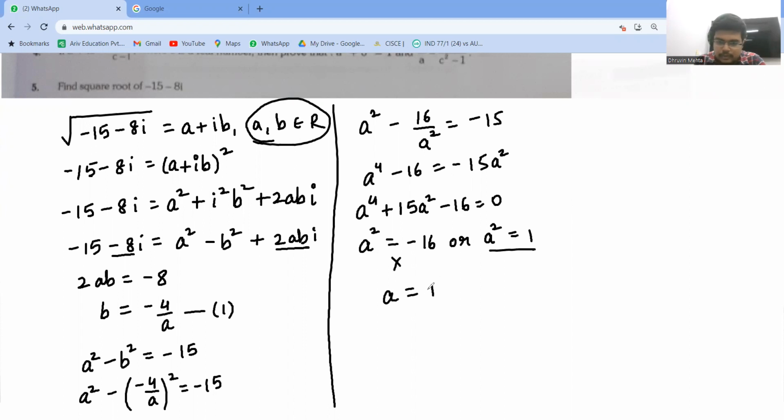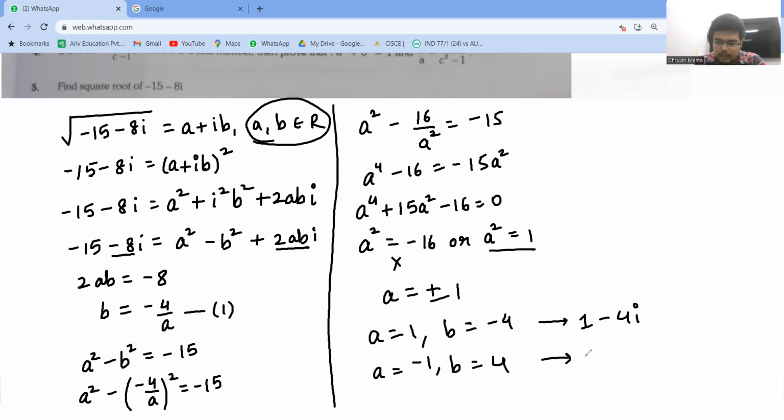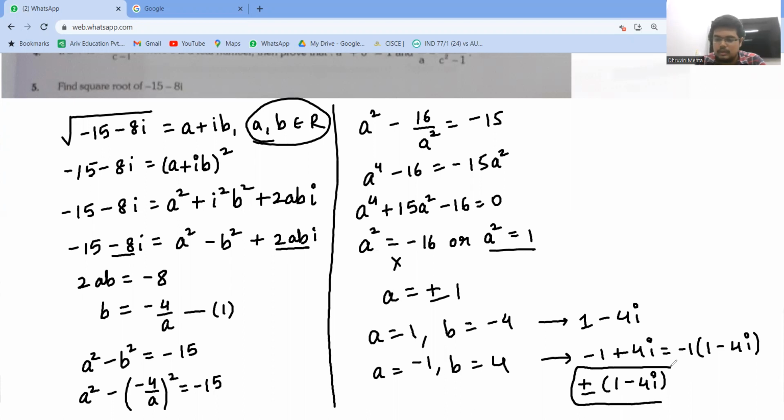So there are two answers. a is plus minus 1. Now if a is plus 1 then b will be minus 4, which means the number is 1 minus 4i. If a is minus 1 then b is 4, which means the number is minus 1 plus 4i. Now if we take minus 1 common, in the bracket we get 1 minus 4i. So the final answer, Arush, is going to be plus minus of 1 minus 4i. That is the final answer. This is the square root of the given complex number.